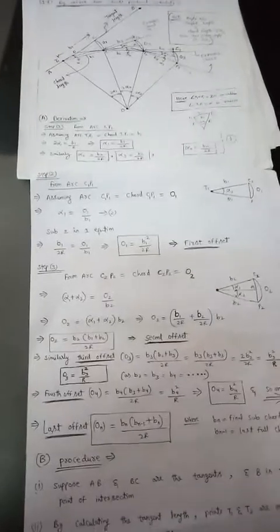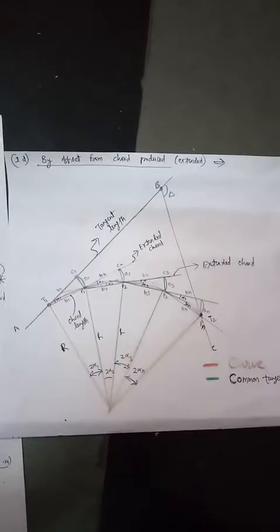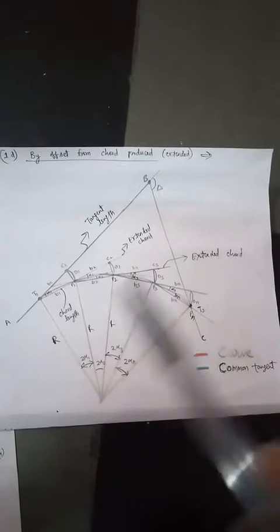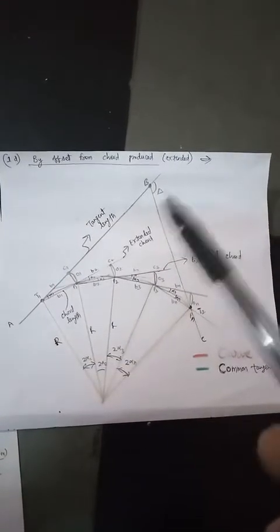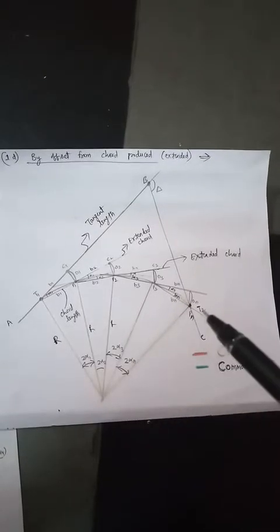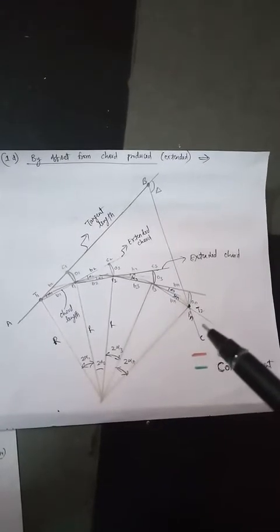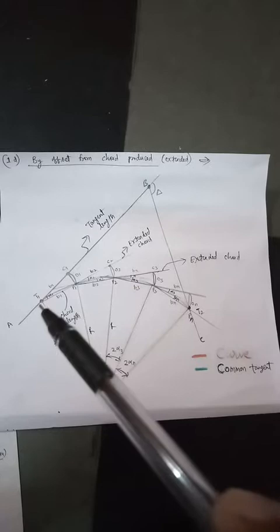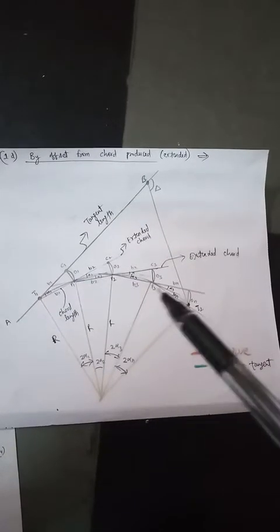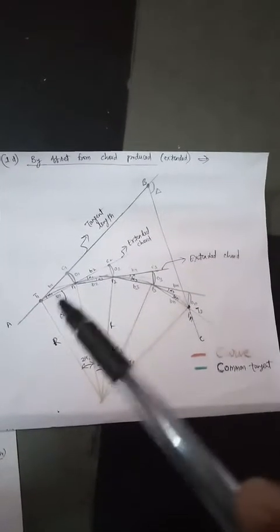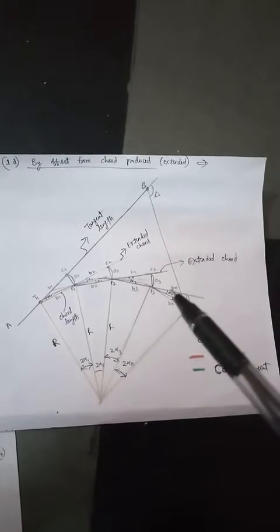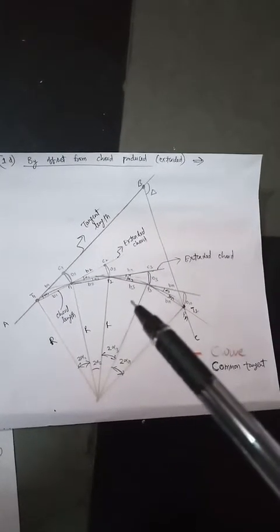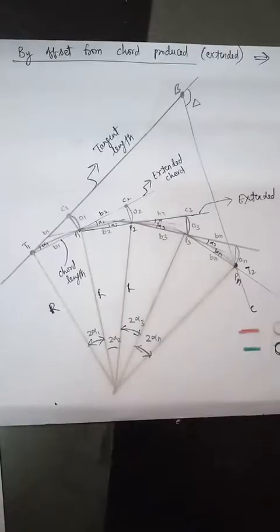Now we will see problems. This is the actual diagram here. T1 is a tangent point, T2 is a tangent point. T1, P1, P2, P3 and Pn, all these points are joined with a curve, and then it is known as a simple curve.